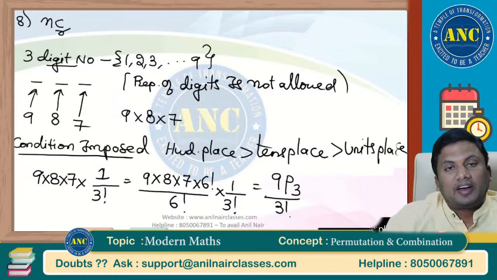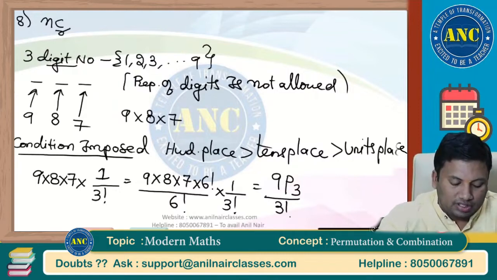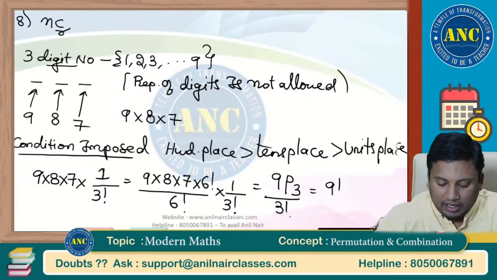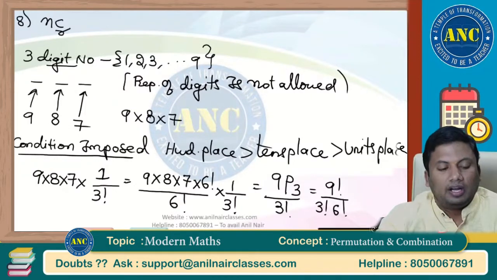9P3 is 9 factorial by (9 minus 3) factorial, which is 6 factorial. 9 into 8 into 7 into 6 into 6 factorial is nothing but 9 factorial. So these are nothing but 9 factorial by 3 factorial and 6 factorial.